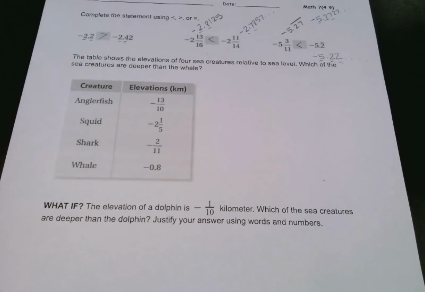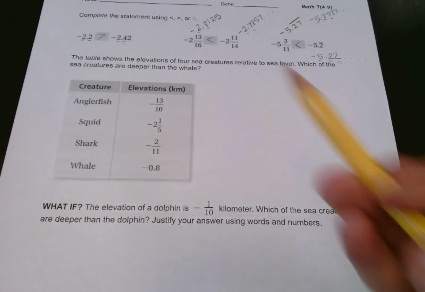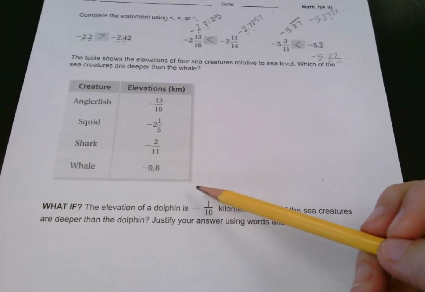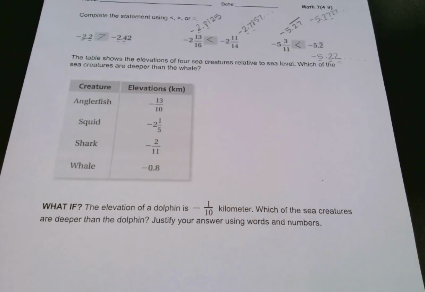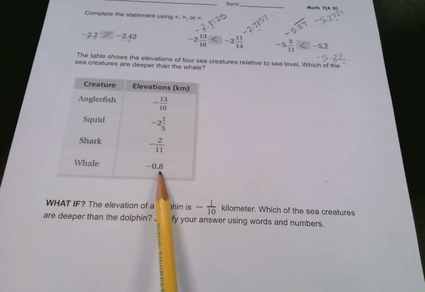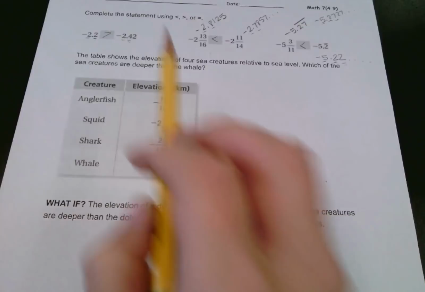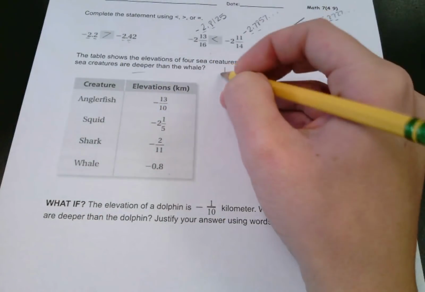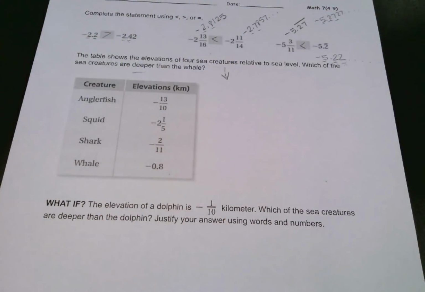All right? Okay, so now looking at the next one, we're going to be comparing these rational numbers. It says the table shows the elevations of 4 sea creatures relative to sea level. Which of the sea creatures are deeper than the whale? So you want to know which numbers are less than negative 0.8, right? Which ones are farther away from 0 than negative 0.8, because those are going to be the ones that are deeper, right? Deeper means they're down farther in the water than the whale.